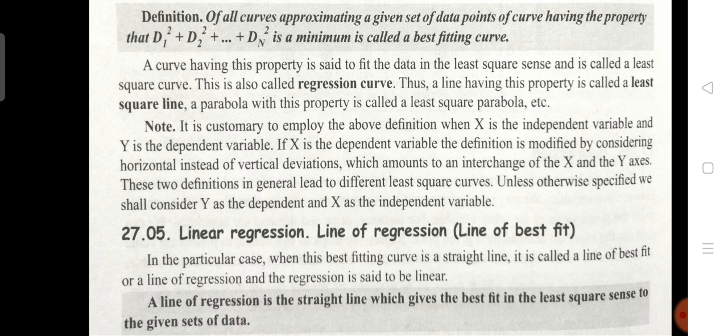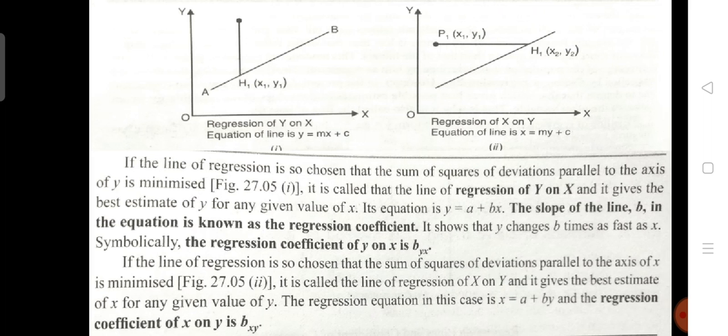So we have just learned that the curve need not be a straight line, it may be a parabola with the property. So if the line is straight, then it is a line of regression, and the regression is said to be linear. That is, a line of regression is a straight line which gives the best fit in the least square sense to the given data. Okay, that is the line of regression.